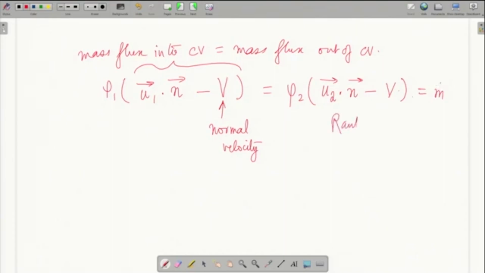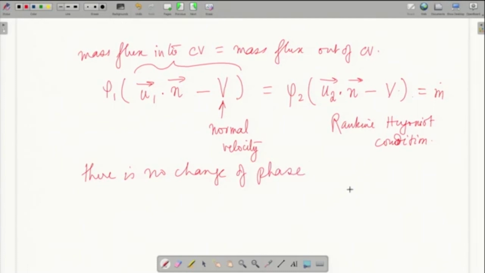and they give you the mass flux across this control volume. This is nothing but the Rankine-Hugoniot condition, which we have learned when we talked about shock waves in courses on compressible flow. We said that there is no mass accumulation, but the other point we need to keep in mind is that if you assume there is no change of phase at this interface, then further m dot should be equal to 0.